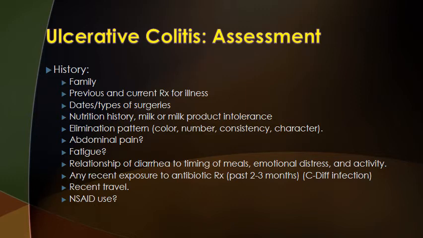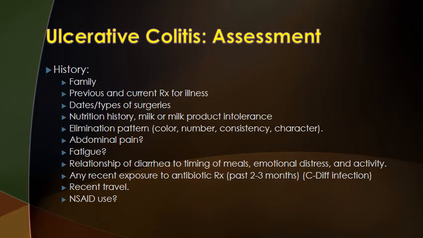And what's the family history? Are there other people in the family that deal with ulcerative colitis? Because there is that genetic connection there. With this patient, how about the previous and current treatments for the illness? What are they taking to help treat this and prevent it from happening again? What are the dates and types of surgeries this patient has had, if any?